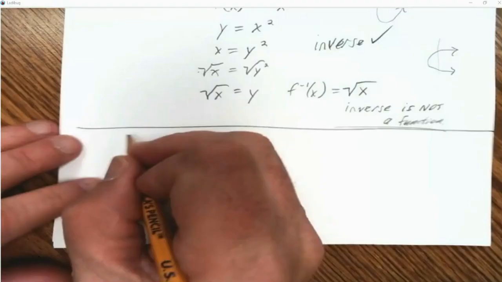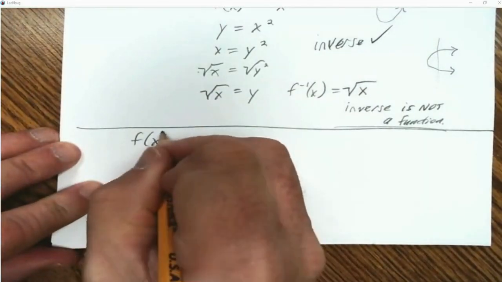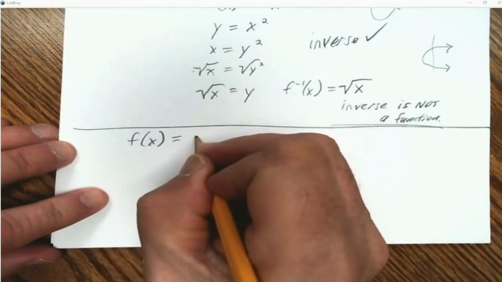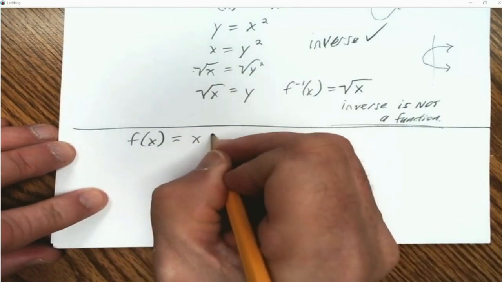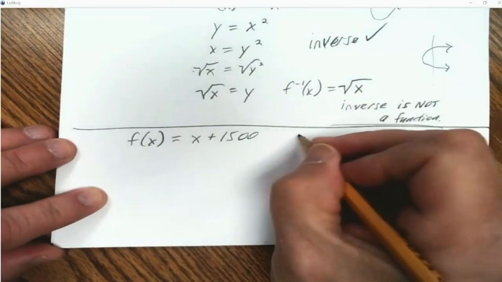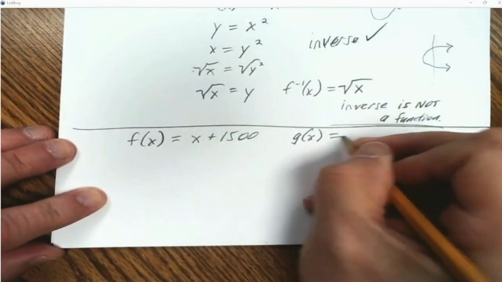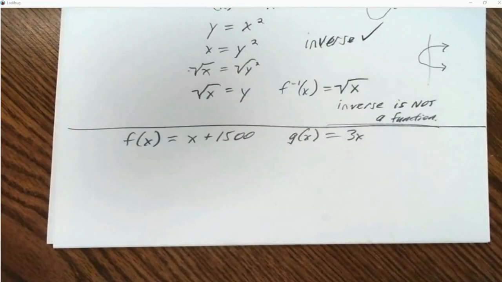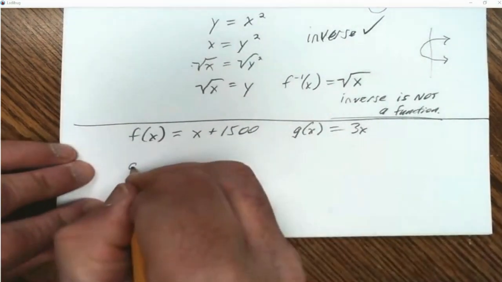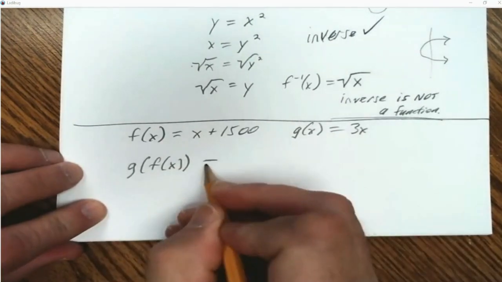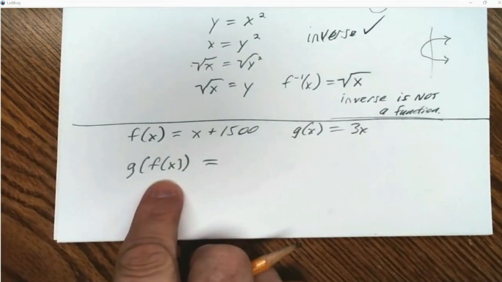Composition of functions. So if we have two functions, let's see, I'm going to use the one from our curriculum. So if f of x equals x plus 1500, and we have a g of x, and it equals 3x. We have two different functions, right? So now they want us to find g of f of x. You're like, say what? G of f of x.